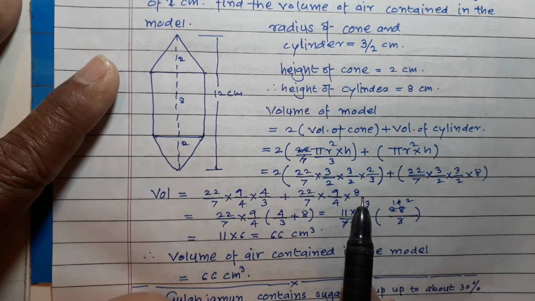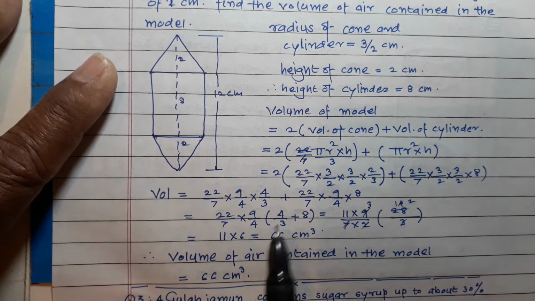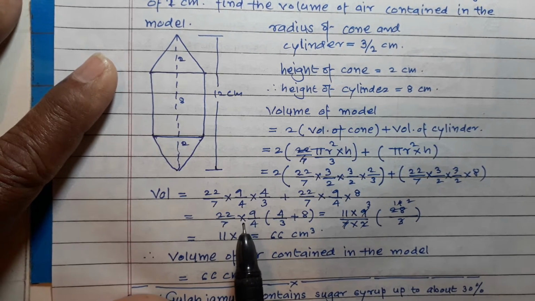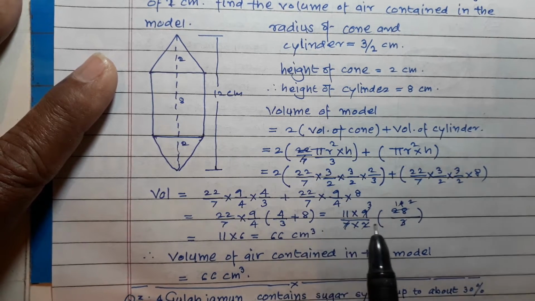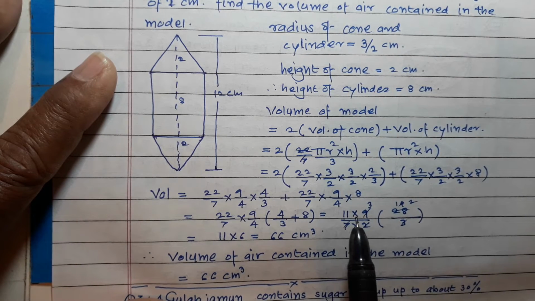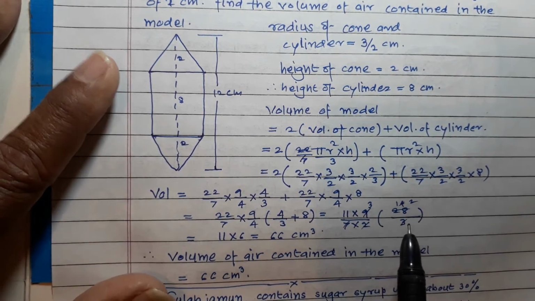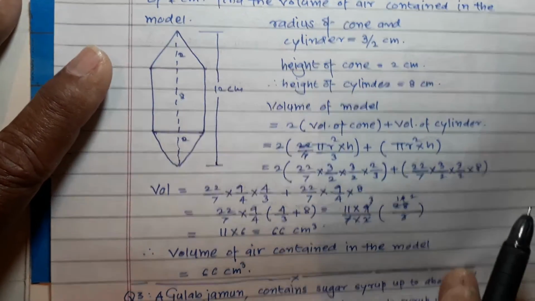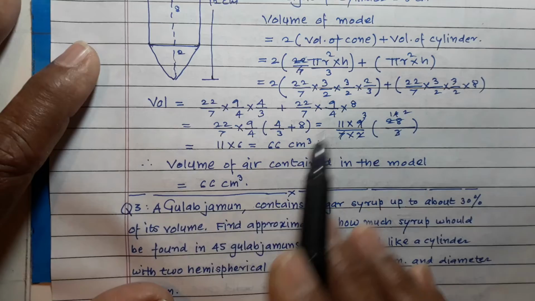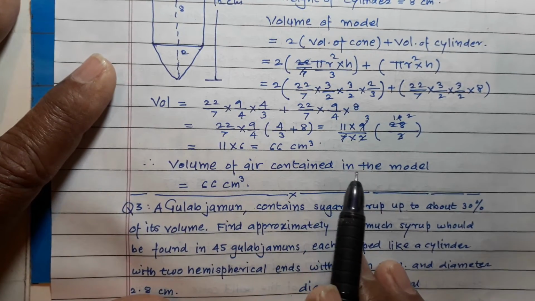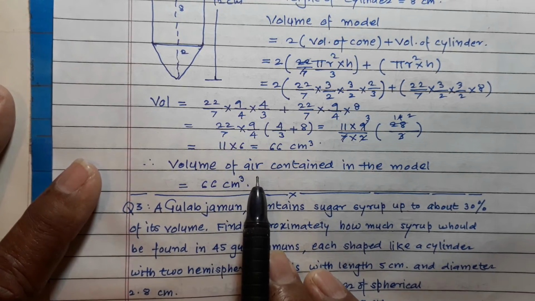It is equal to 22 upon 7 into 9 upon 4 into bracket 4 upon 3 plus 8, which is equal to 11 into 9 upon 7 into 2 into bracket 28 upon 3. Simplify this and you will get 11 into 6, that is 66 cm cube, and therefore the volume of air contained in the model is equal to 66 cm cube.